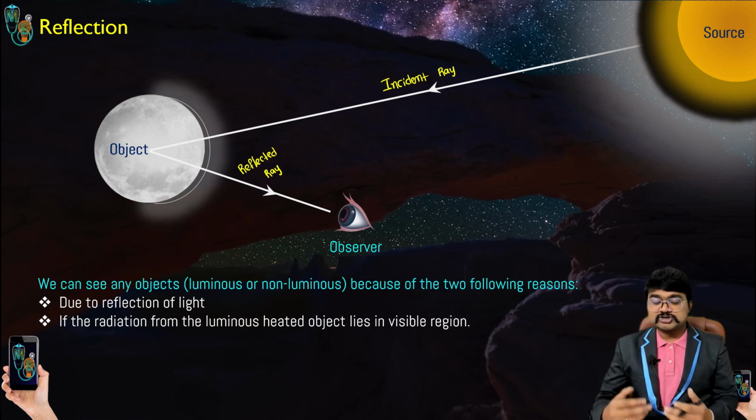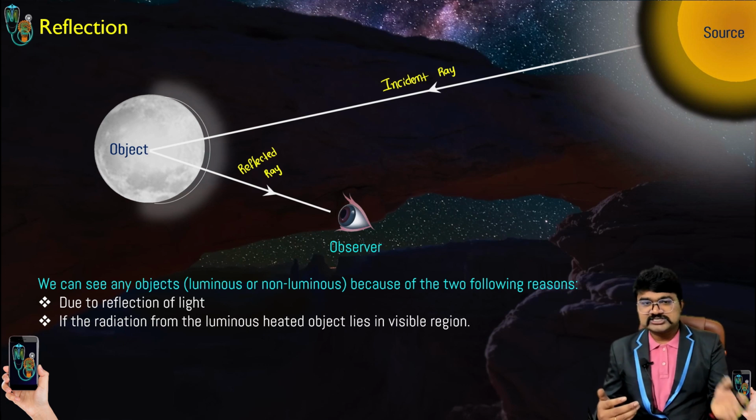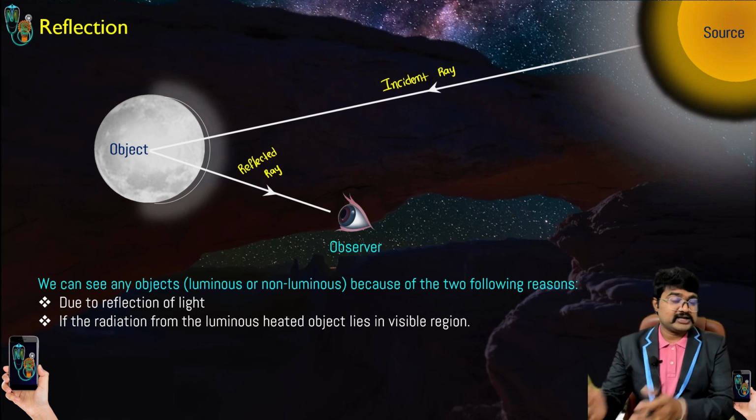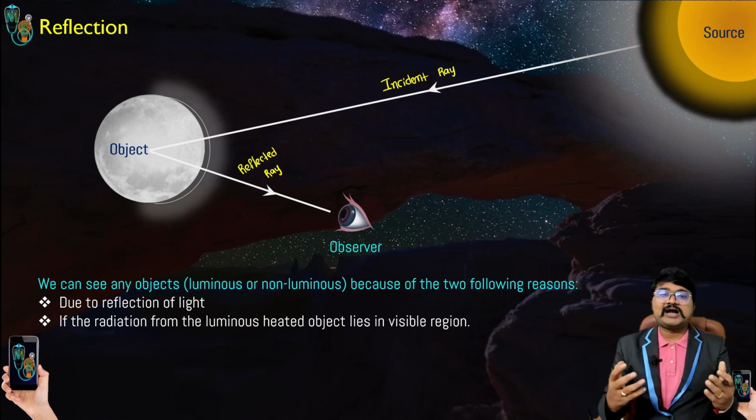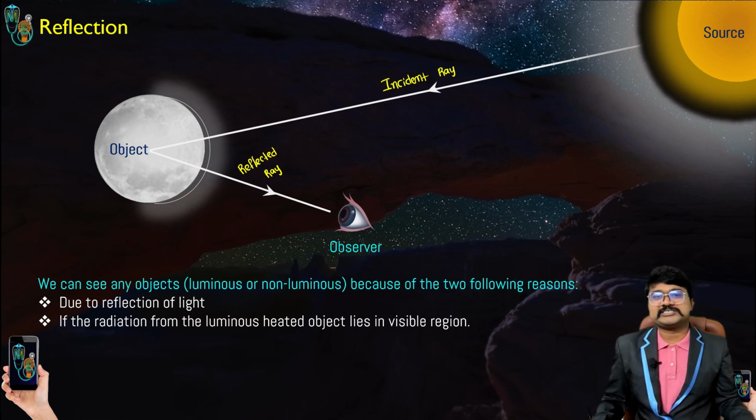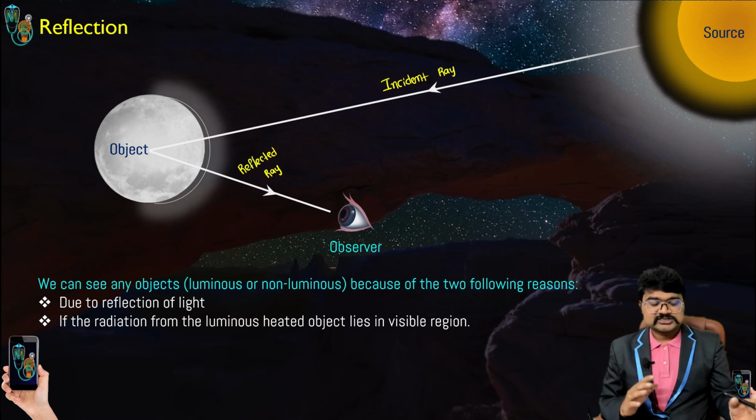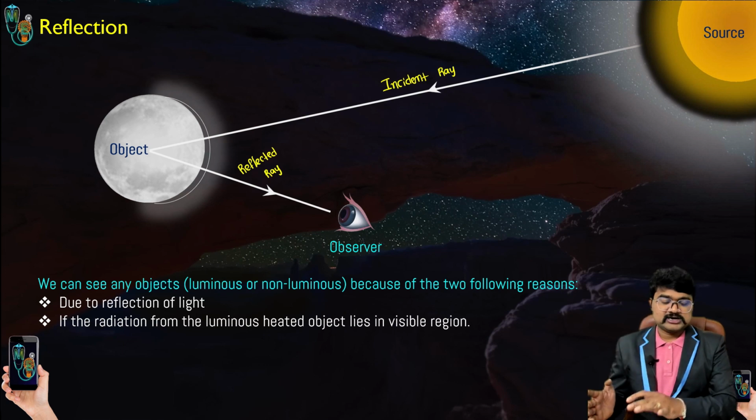Okay, so because of reflection, the incident ray is incident on the object and the reflected ray reaches the observer, by that you are able to see the objects. Here the medium will be the same. Okay, so here the reflected ray and incident ray come from the source. This is medium one, and the reflected ray is reflected.